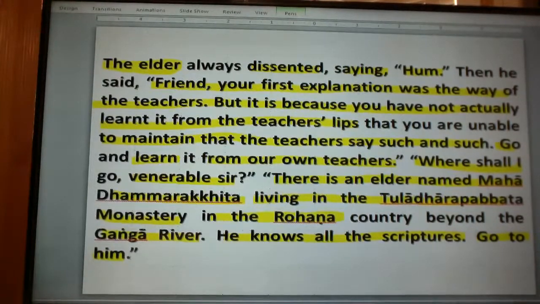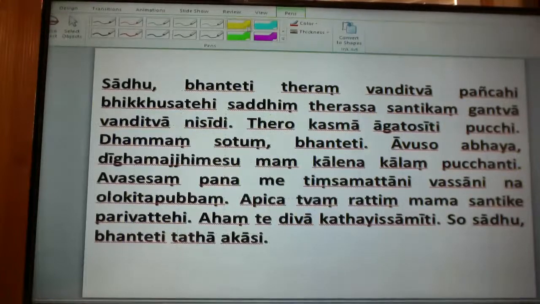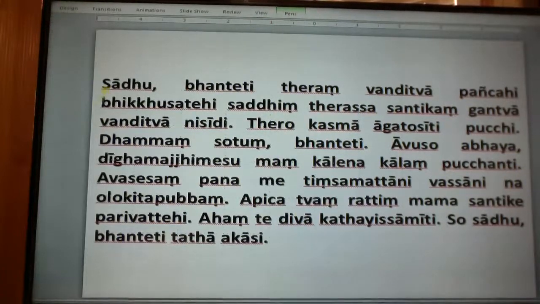Okay, so the Abhidhamma said, Sadhu Banditi. Sadhu means yes, venerable, I will do. Sadhu Banditi means he agreed to go there. So Thera Wandedwa. Thera means the preceptor. Wandedwa means paying respect to the preceptor.